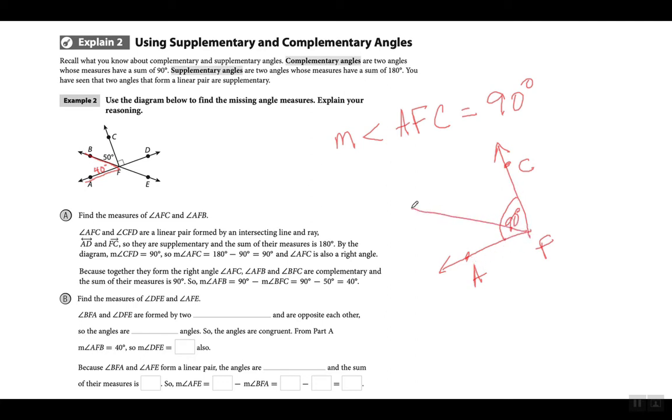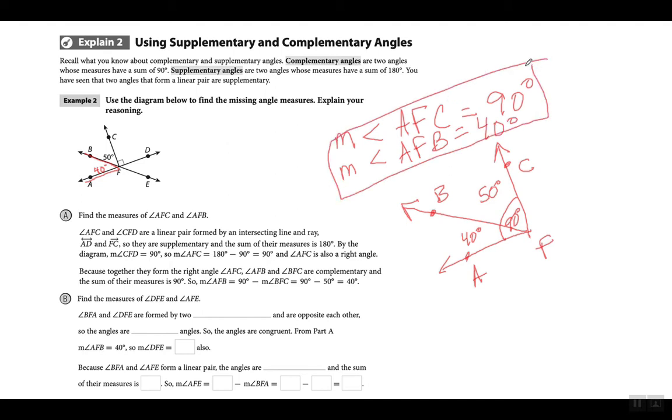Now if that's divided like this, and this part is 50 degrees, that means this part right here that's missing has to be 40 degrees, so that when you add them up, it equals 90 degrees. Alright, so the measure of angle AFB equals 40 degrees.